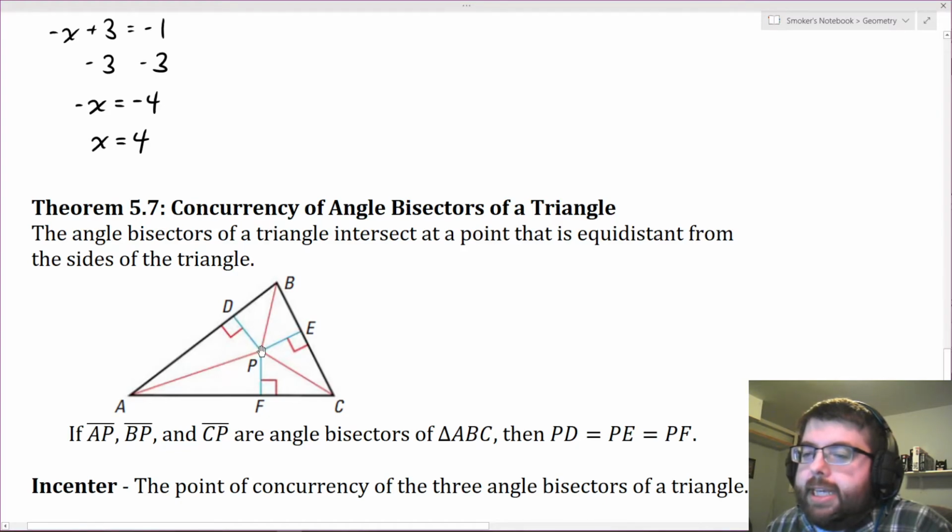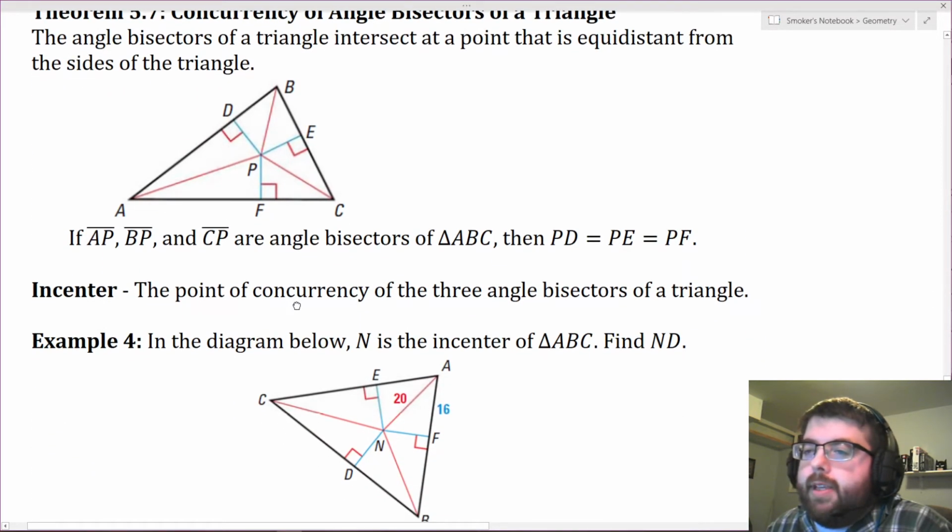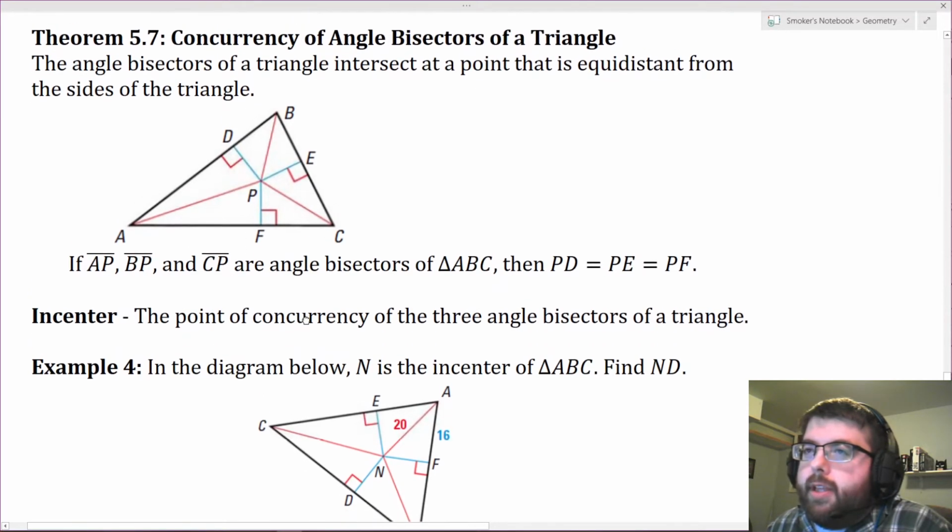So this is called the in-center. That's what this definition down here is. The in-center is the point of concurrency of the three angle bisectors of a triangle. So this in-center right here is an equal distance from each side, and it's found by taking the angle bisector of each angle.